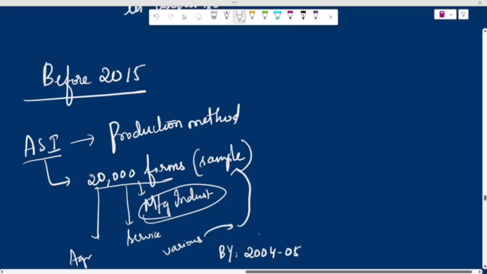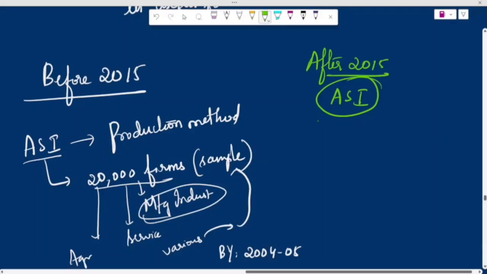So after 2015, what happened is we changed from the Annual Survey of India sample, in which 20,000 firms were there, to the MCA-21 database, the Ministry of Corporate Affairs database, in which all the firms should register formally.